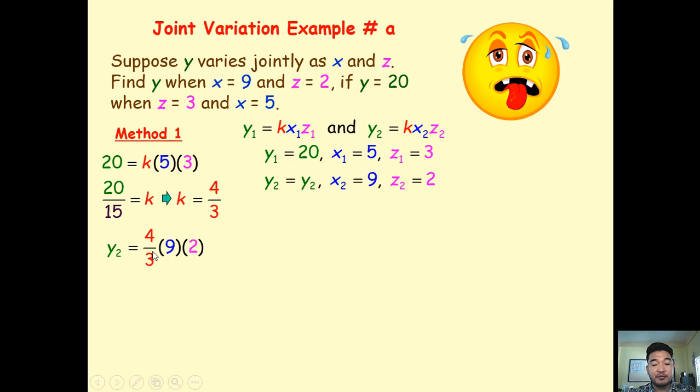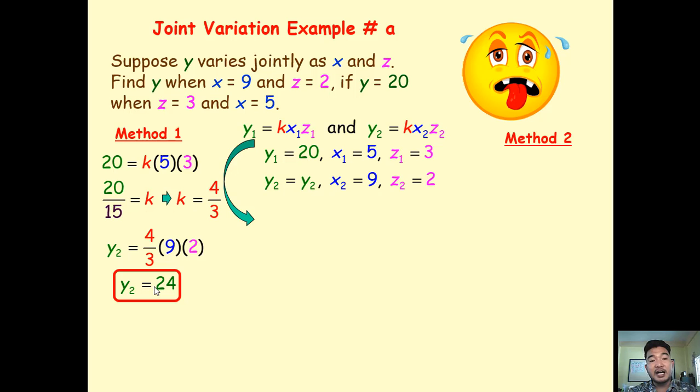Then we simplify it further. Y is equal to 24. Why? Because 4 times 9 is 36. Times 2 is 72. 72 divided by 3 is equal to 24. So that means y sub 2 is equal to 24. So that's the answer. For the method 2, kung hindi kayo komportable sa method na ito, you can have another method.